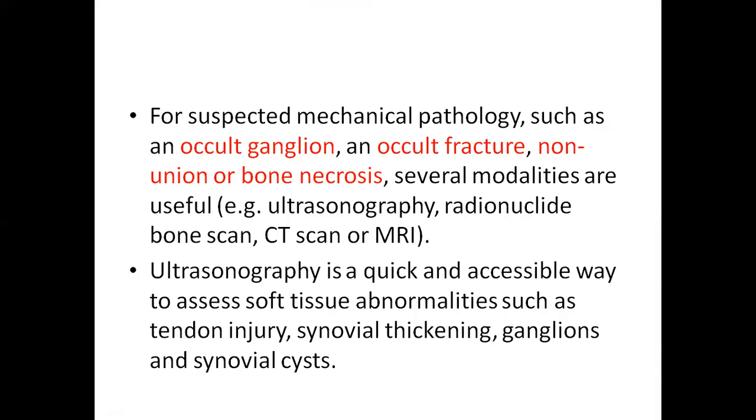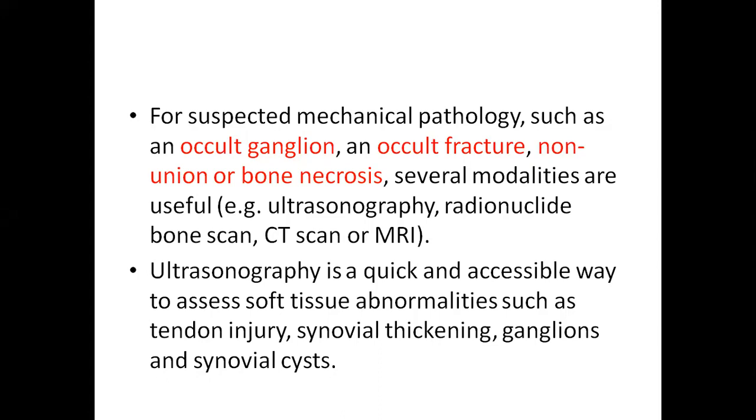Several other modalities can be useful, like ultrasonography, the radionuclide bone scan, the CT scan, or the MRI. Among them, the MRI and the bone scan are very useful. They are very commonly used because of their higher sensitivity and specificity. Ultrasonography is a quick and accessible way to assess soft tissue abnormalities such as tendon injury, synovial thickening, ganglions and synovial cysts.